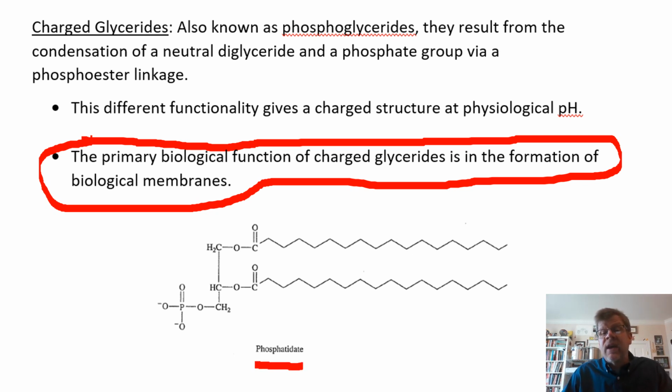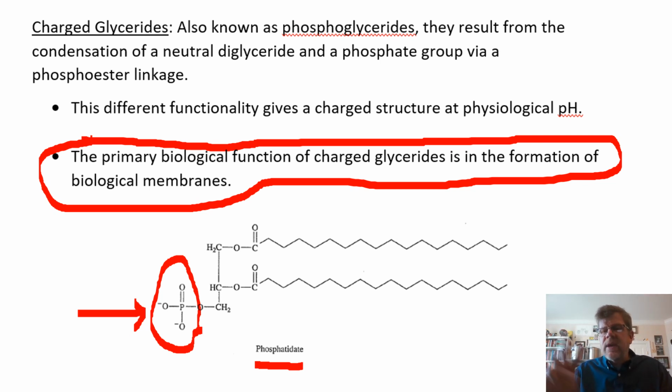Phosphatidate essentially is a diglyceride covalently bonded with a phosphate group. So we have what is called a phosphatidate structure as a base structure. And it is through this phosphate group right here where we'll have a covalent attachment of small molecules to give 3 basic building blocks of biological membranes.